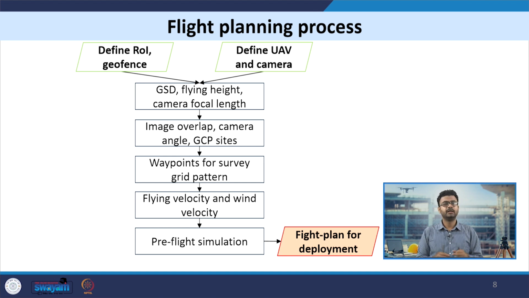Based on this, we find a relationship between the ground sampling distance, flying height, and camera focal length. We also find the relationship between the image overlap, ground control points, and the camera angles. We also find the relationship between the waypoints for the survey grid pattern. And finally, we try to understand how the flying velocity is affected by the wind velocity. Based on this, a pre-flight simulation can be performed, which can then be deployed into the drone.